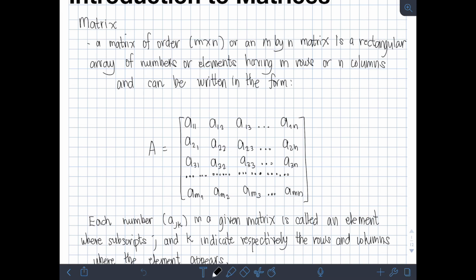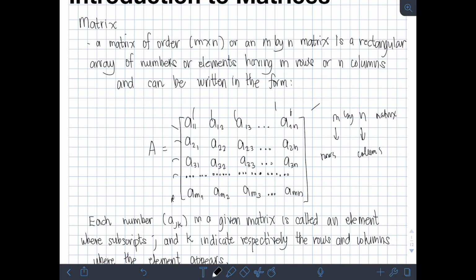Okay, so yung matrix daw, tulad nito is a rectangular array of numbers. So, basically, meron siyang order, which is tinatawag na m by n matrix. Meaning, yung m, siya yung number of rows, tapos yung n, siya yung number of columns. So, for this example, meron tayong m rows hanggang m, tapos meron tayong n columns hanggang n.